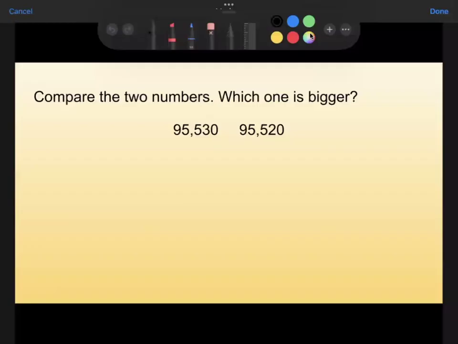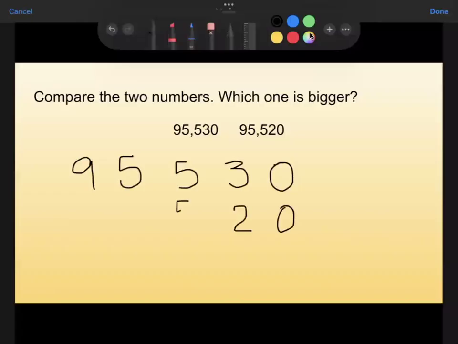Okay, so let's do this with another one. We have these two numbers here that we're comparing, and we're trying to decide which one is bigger. So what I'm going to do is I'm going to write the first number, 95,530, and then I'm going to write the second number and make sure that all my place values line up. So 0, 2, 5, 5, 9.